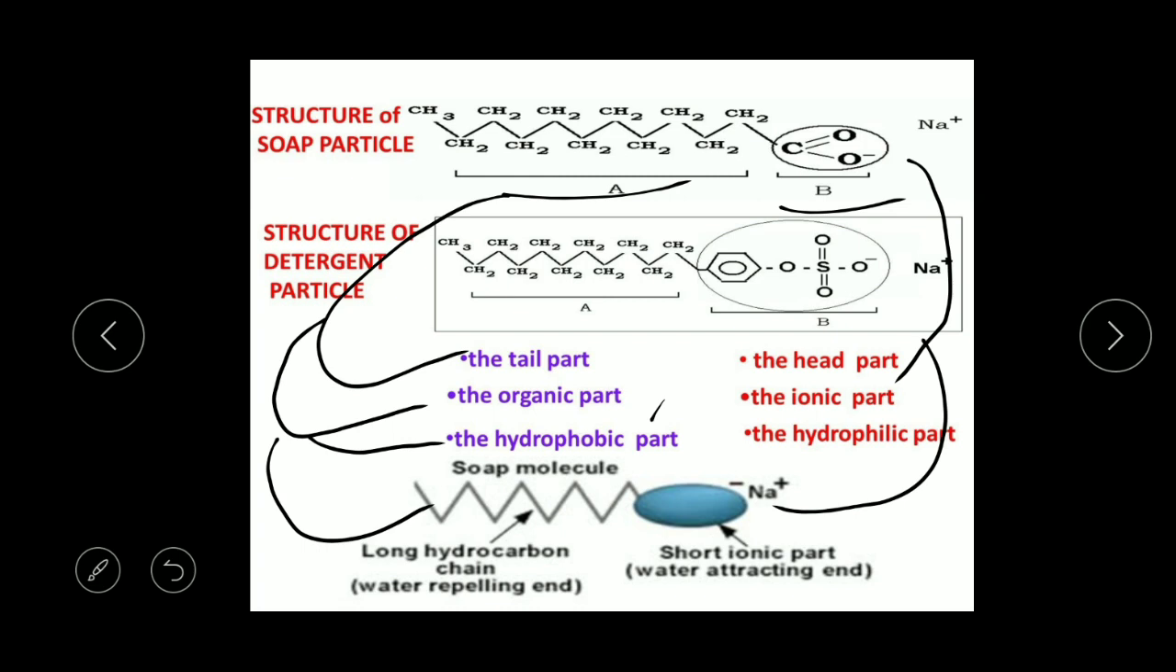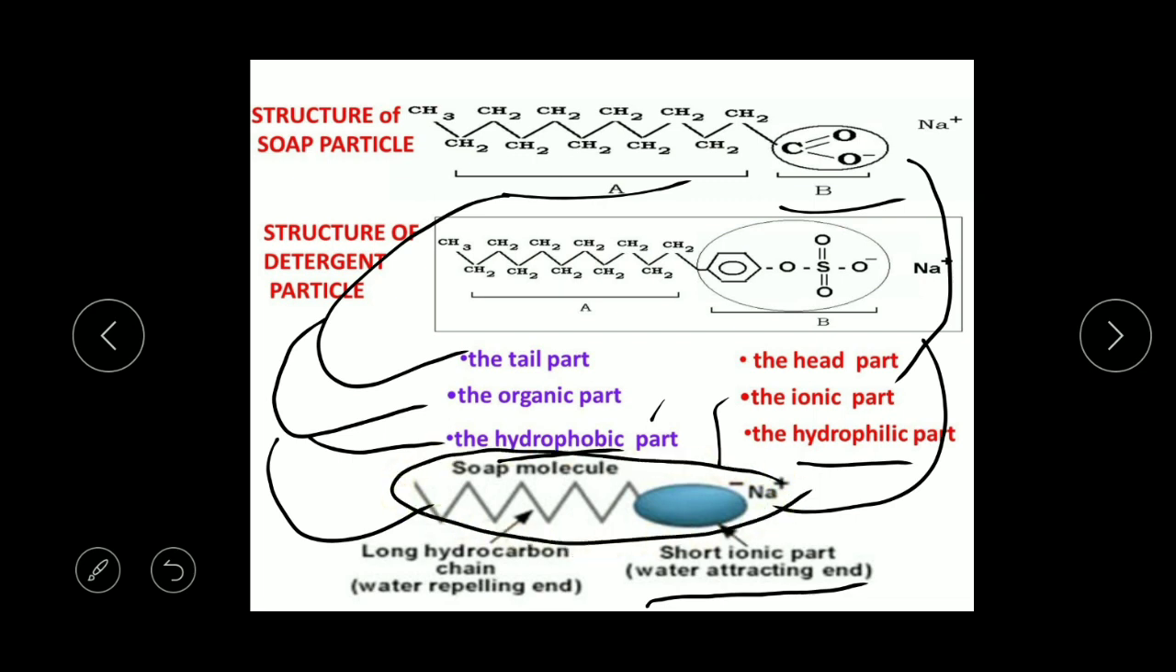The hydrophobic part is the water repelling end, meaning the organic part C17H35 will not dissolve in water, and the ionic part will easily bond with water and dissolve in water. So it is a water attracting part. The water loving part is called the hydrophilic part, and the water repelling part is called the hydrophobic part. This looks like a tadpole shape, so soap molecules have a tadpole shape.